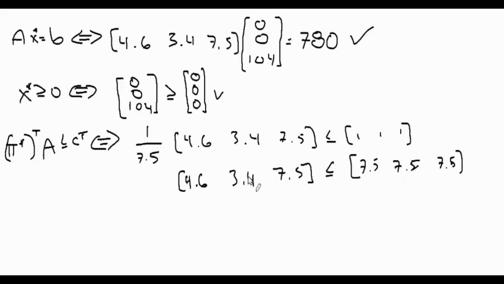Well, 4.6 is less than or equal to 7.5, check. 3.4 is less than or equal to 7.5, check. 7.5 is in fact equal to 7.5, but that's less than or equal to, so that's check. So all of that is true.